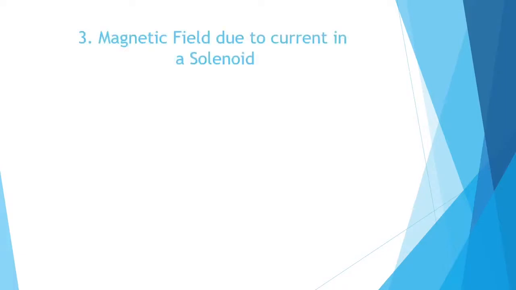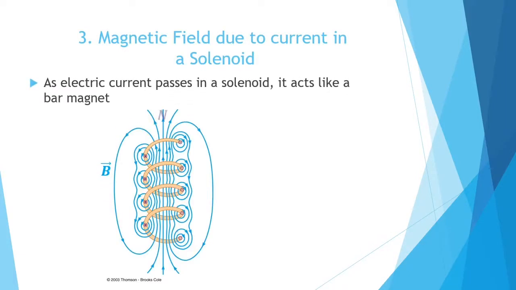As an electric current passes in a solenoid, it will generate in its neighborhood magnetic field lines such that it will behave like a bar magnet having two poles, a north pole and a south pole.